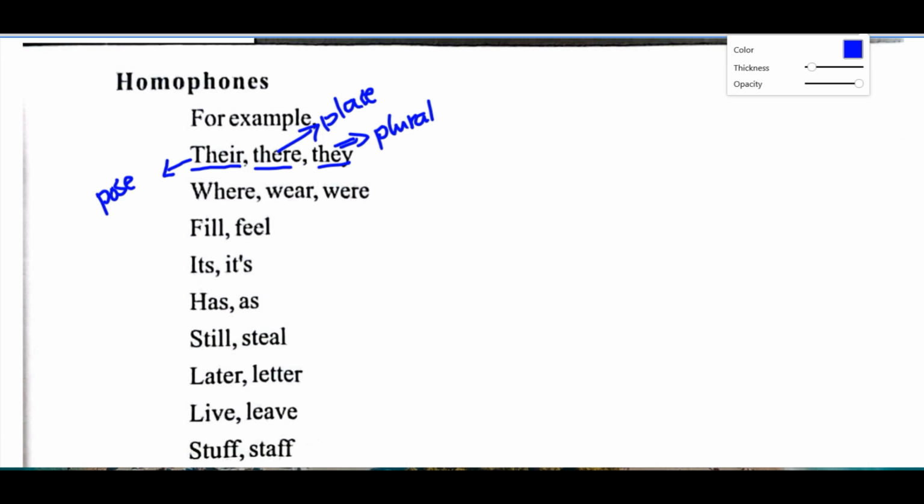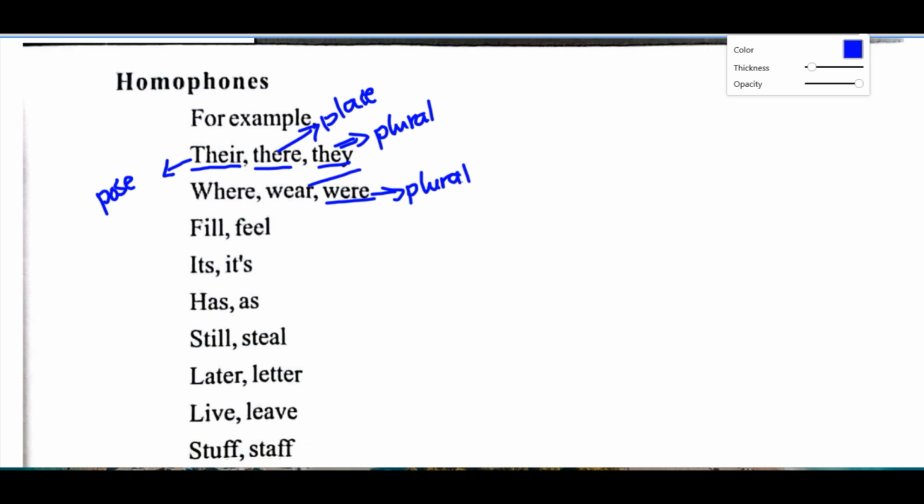Then the second one, we have where. This is for like plural of things. For example, they were eating, they were digging, or the time that you called, they were sleeping. So this is the one that we use.